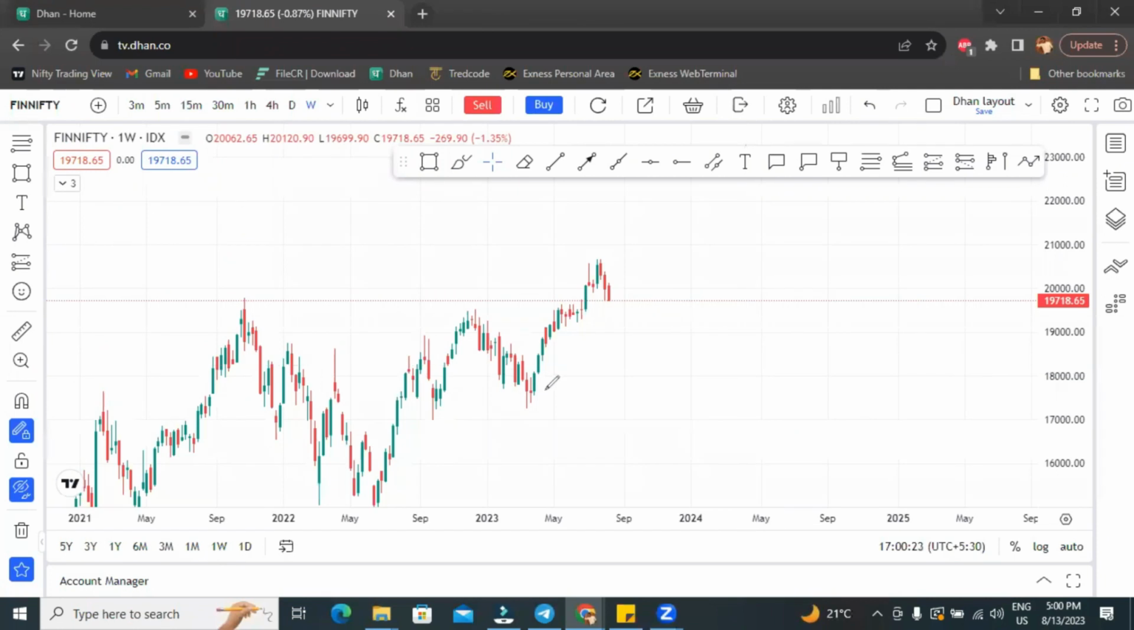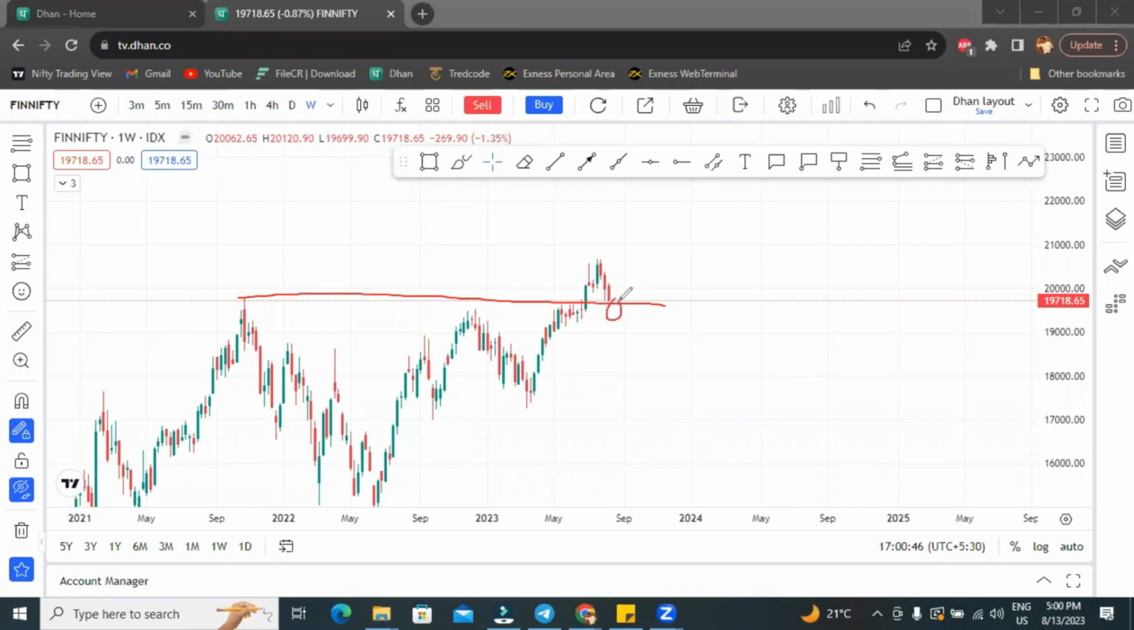This is FinNifty on weekly time frame. In FinNifty also, you can observe that FinNifty has turned bearish by looking at the weekly time frame itself. It has made this one as a higher low, but it has crossed and sustained below this level. Now, as for its next support area, while looking in the charts itself, we can see that this is its support area, which is very near to present price.